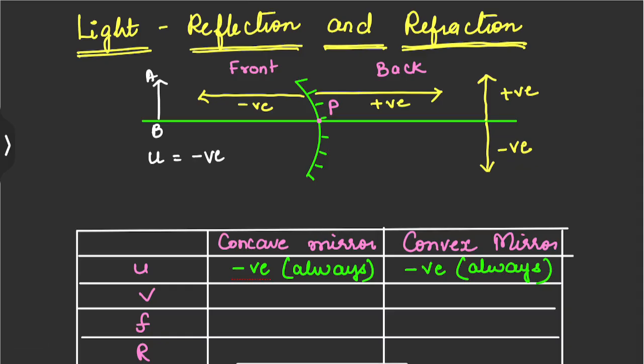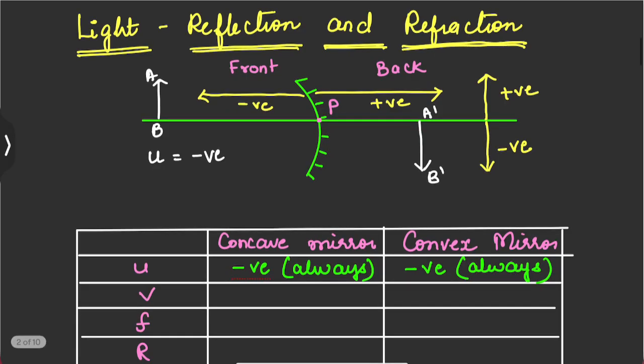Next we will go for the image. Now I'll place the image here. Let us take it as A dash B dash. Now you have to find at what distance it is placed. Again you will measure from the pole. From the pole to the image you have to measure the distance. This distance is given by V. So V indicates the distance of the image. Whether you have to write a plus sign or minus sign depends on where the image is formed.